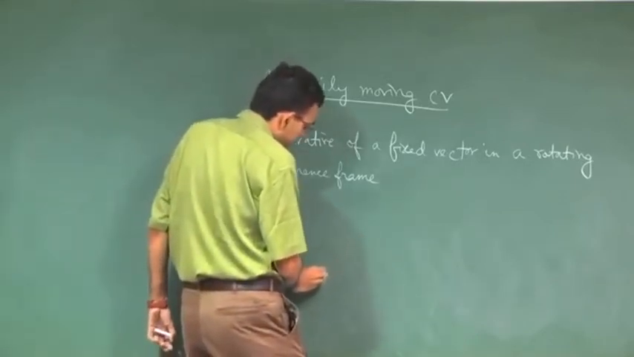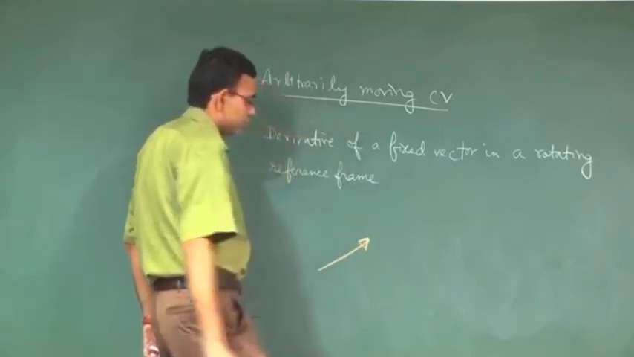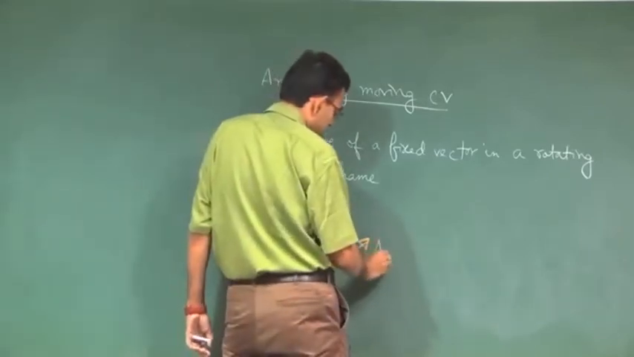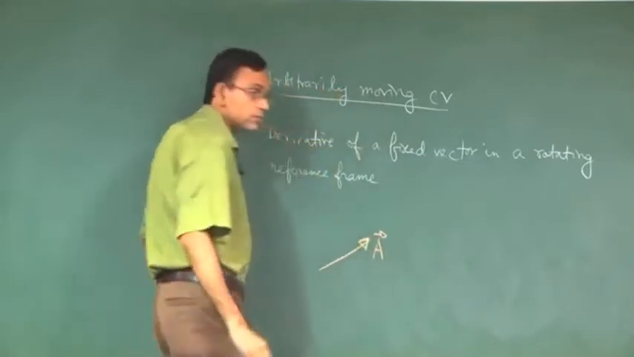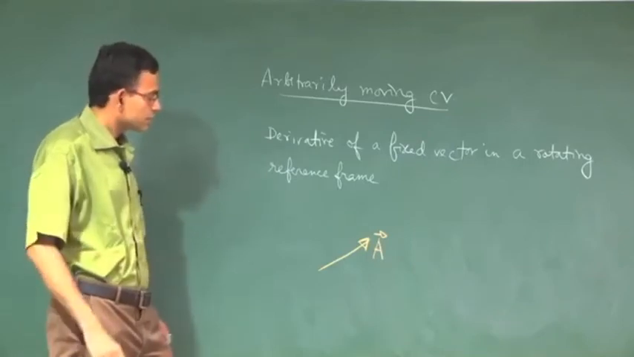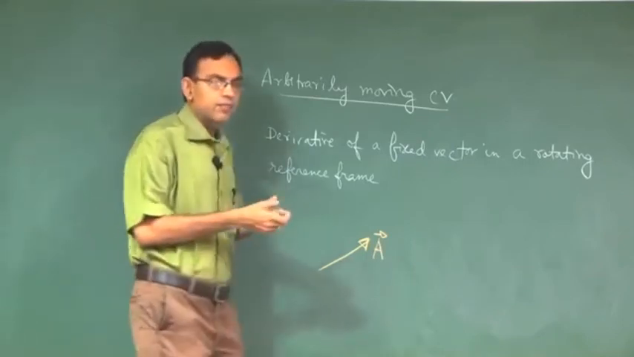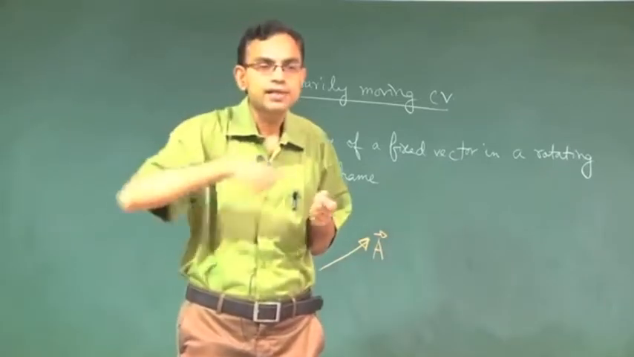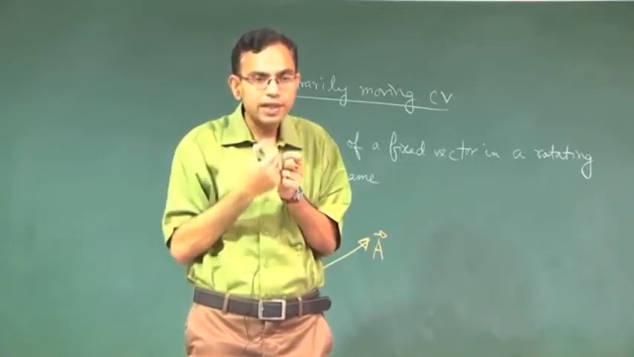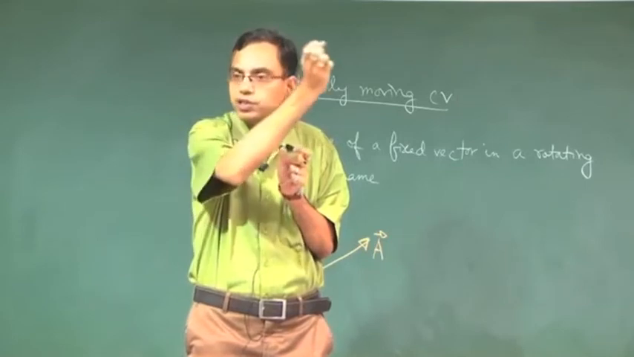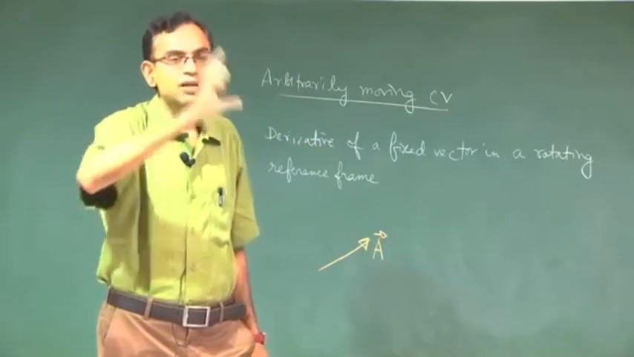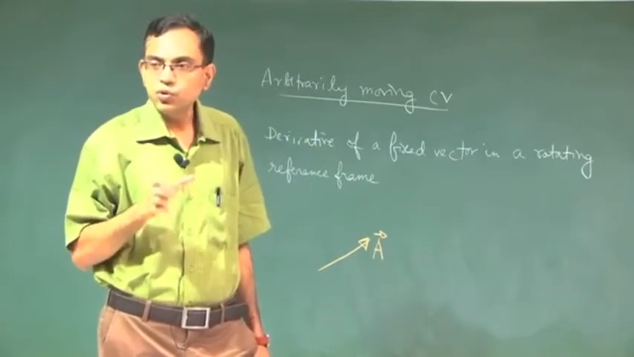So let us say that there is a vector A which is a fixed vector on a rotating disk. That means if you are sitting on the disk you will see it fixed, but if you are sitting outside you will see that it is changing its position. Although it may not change its magnitude, it will change its direction and therefore it will have a derivative. Our objective will be to calculate that derivative.